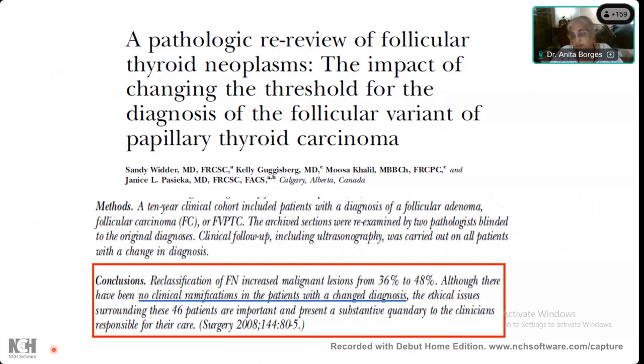So they went back and reviewed all their follicular neoplasms, and when I say upgraded, they changed the diagnosis from benign to malignant in 12% of cases. Okay, from 36% to 48%. And you saw that there were no clinical ramifications in patients with a changed diagnosis, which means what? That nothing happened to those patients. So the question is, is there such a thing really as encapsulated follicular variant of papillary thyroid carcinoma?